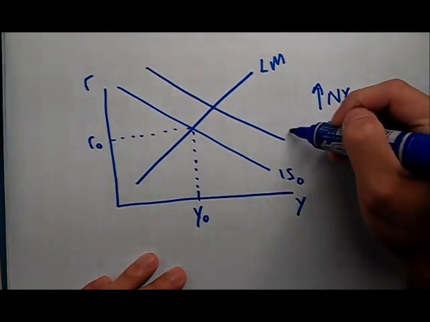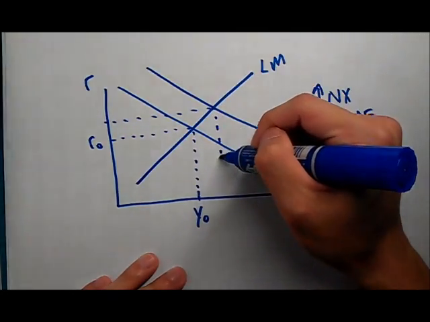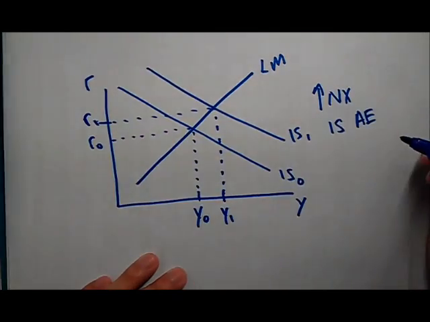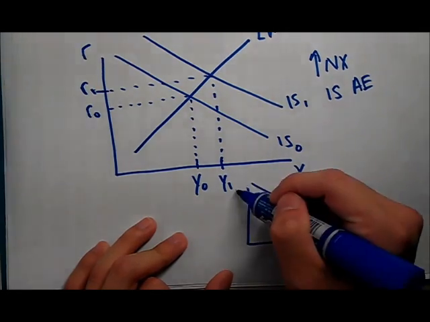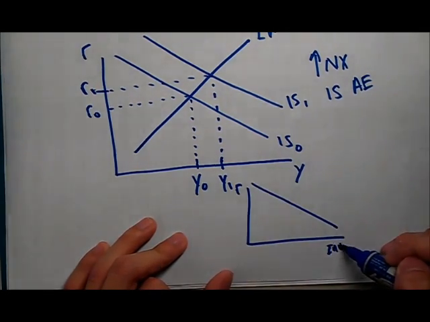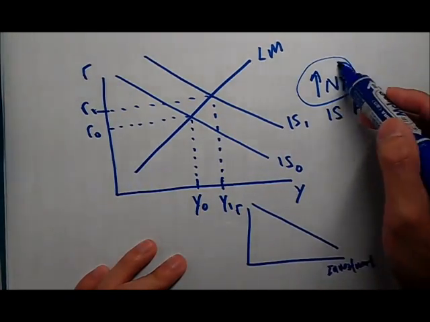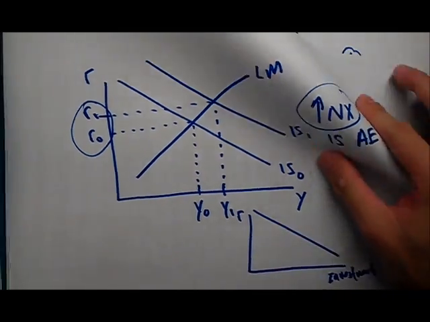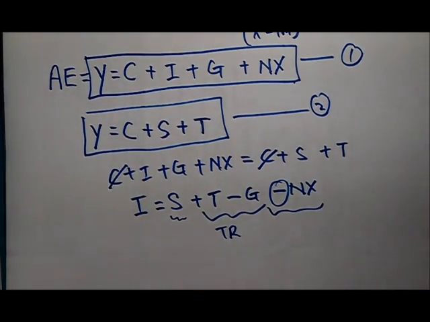We call this IS 0 and this IS 1. What has happened is that there has been an increase in interest rates. We know that there is an inverse relationship between interest rates and the demand for investment. So with an increase in net exports, there will be an increase in interest rates, which gives us a decrease in our investment amount. That is the reason for the minus sign over here.